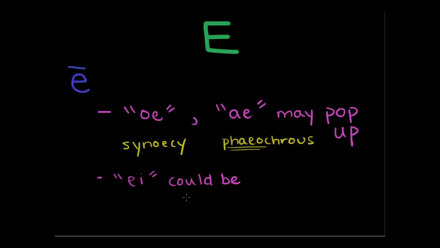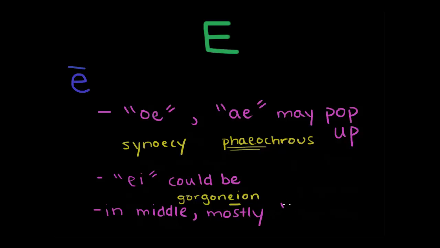An example would be Gorgonian, right there. This is pronounced many different ways. Gorgonian is a way, so Gorgonian is two. So there, the EI could represent the E sound, not very common, but also could represent the I sound. So ask for that alternate pronunciation. Okay, now for the middle of words, in the middle of words, it's going to be mostly an E. Forget about OE, AE, and EI, it's going to be mostly an E. Very common spelling, mostly an E.